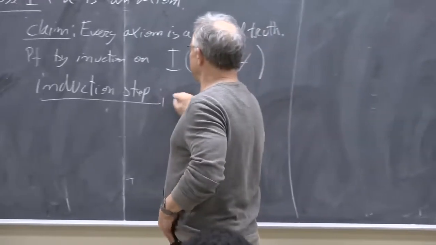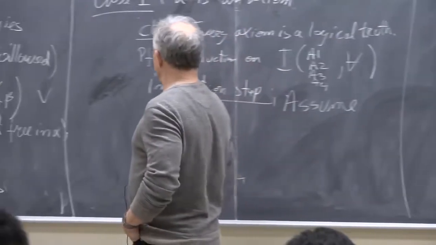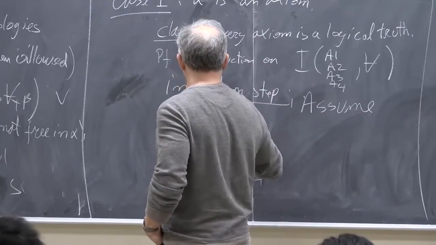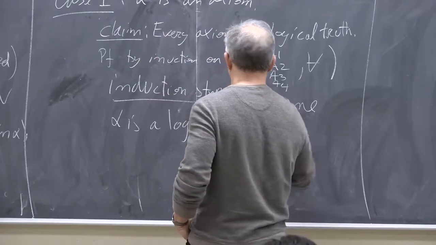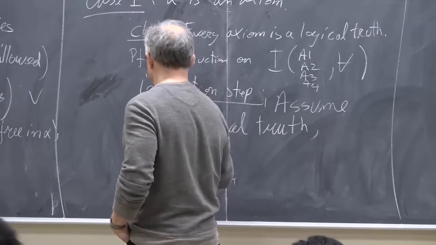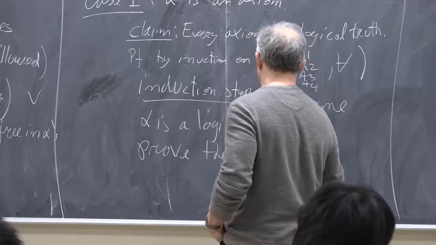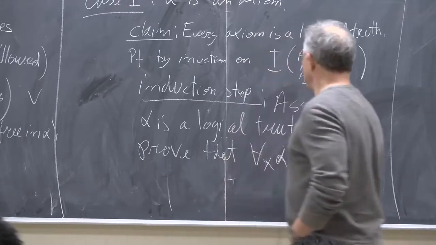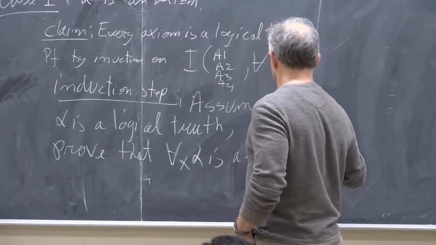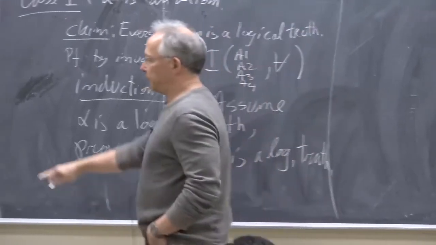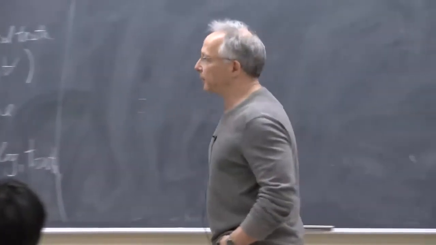And this is: assume alpha is a logical truth. Prove that for all x alpha is a logical truth. Because we close under for alls. This is just to finish the case of axioms.